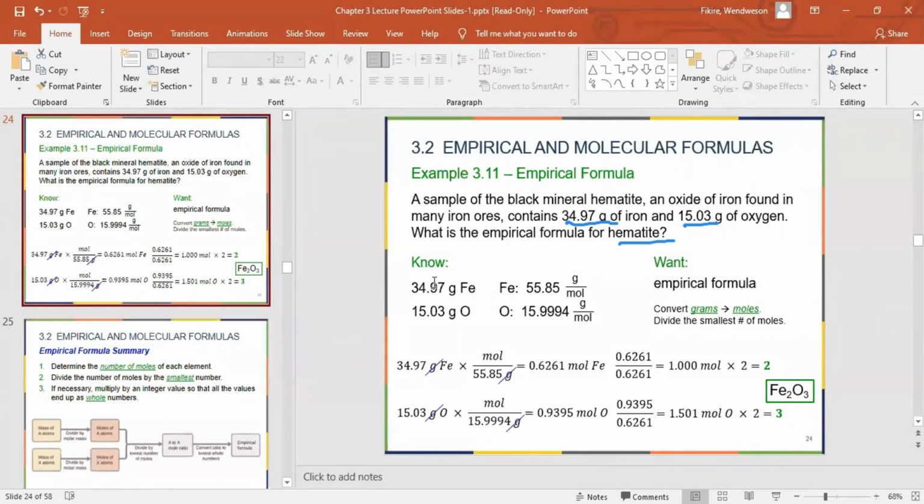When you do a problem like this, you always have to write what's given. That's very important. What's given to you? You're given 34.97 grams of iron and 15.03 grams of oxygen. From these given values, what's required is to determine the empirical formula.